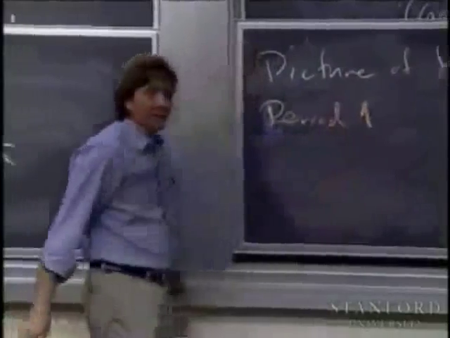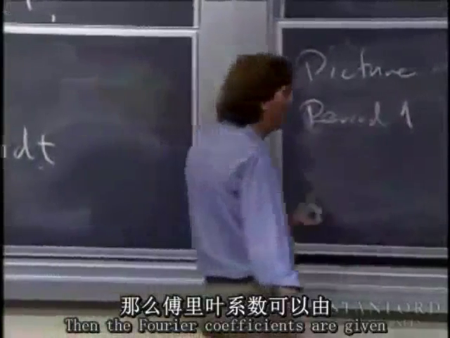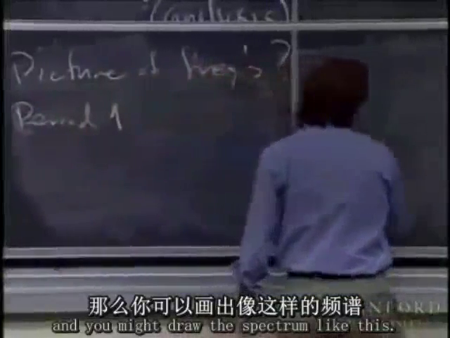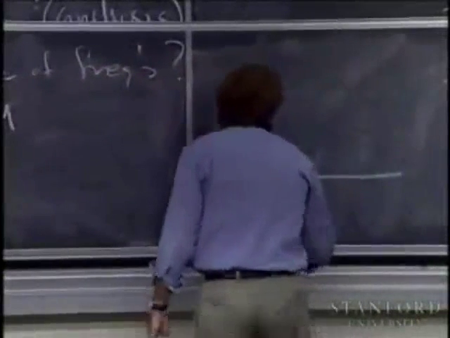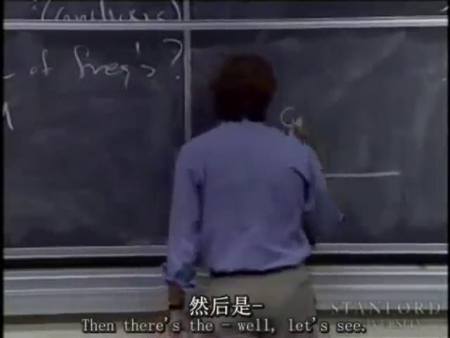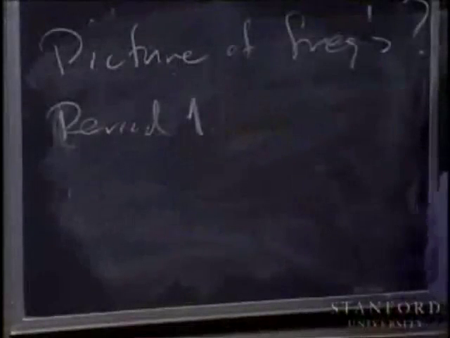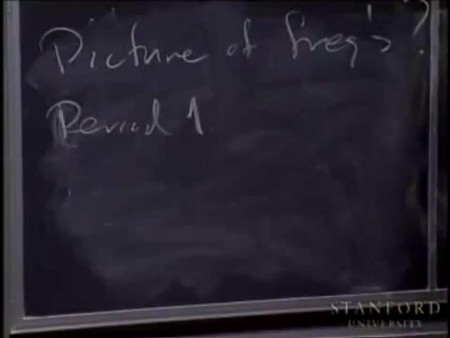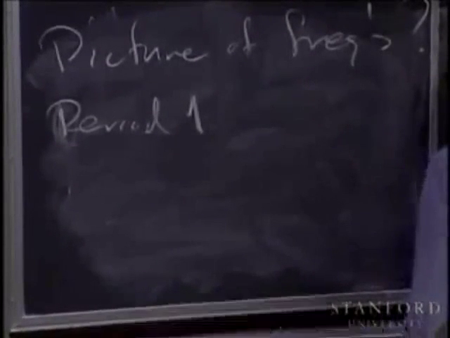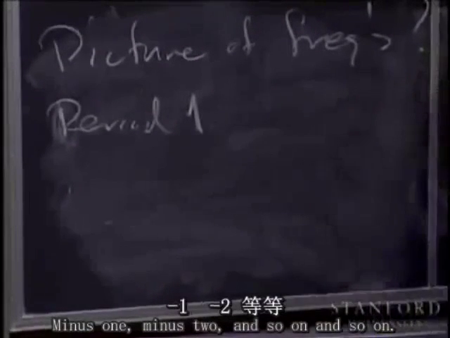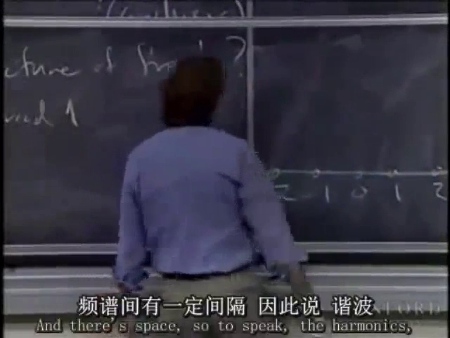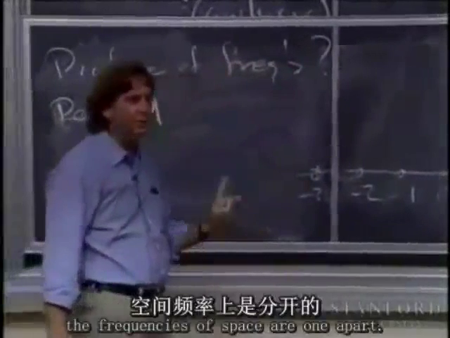Then the Fourier coefficients are given by the usual formula that we had before, and you might draw the spectrum like this. There's a coefficient at 0, the 0th coefficient, C0. Then I have frequencies at all the integers: 0, 1, 2, -1, -2, and so on, 3, -3. The harmonics, the frequencies, are spaced one apart.